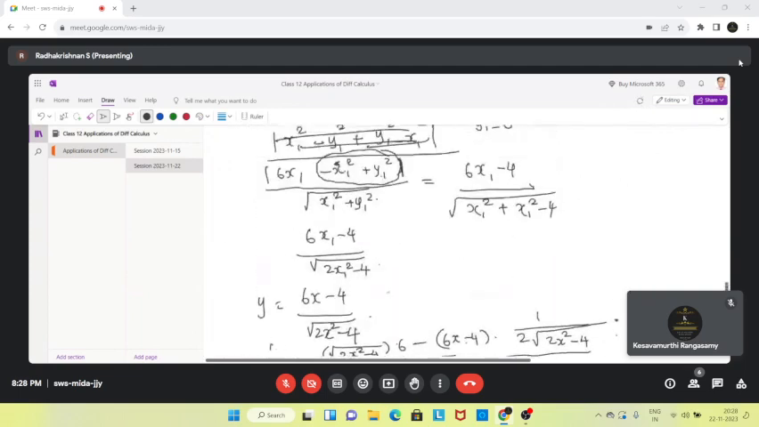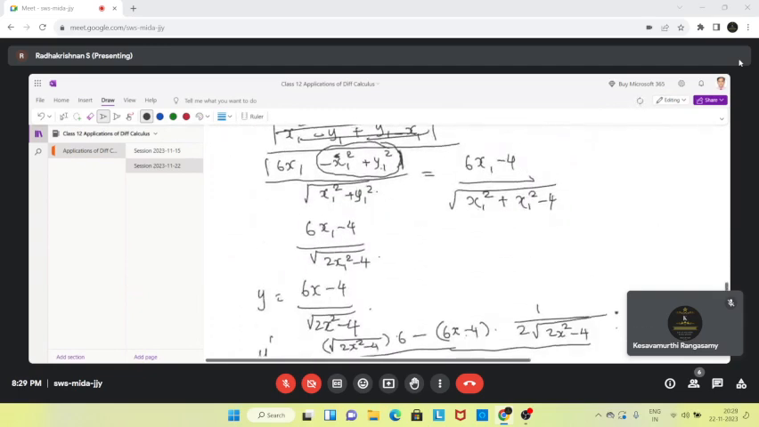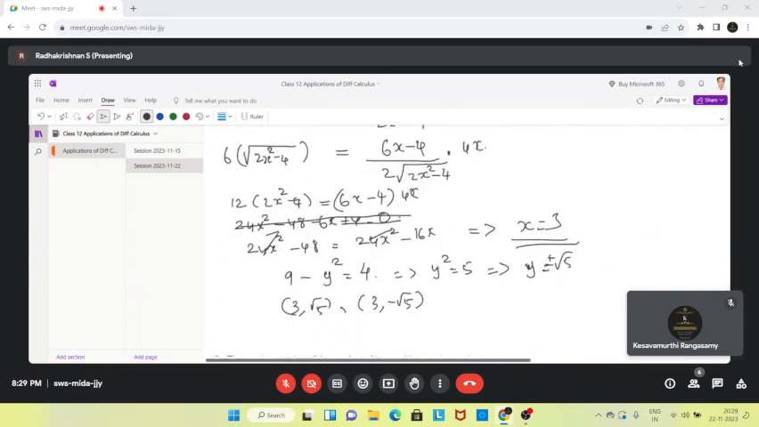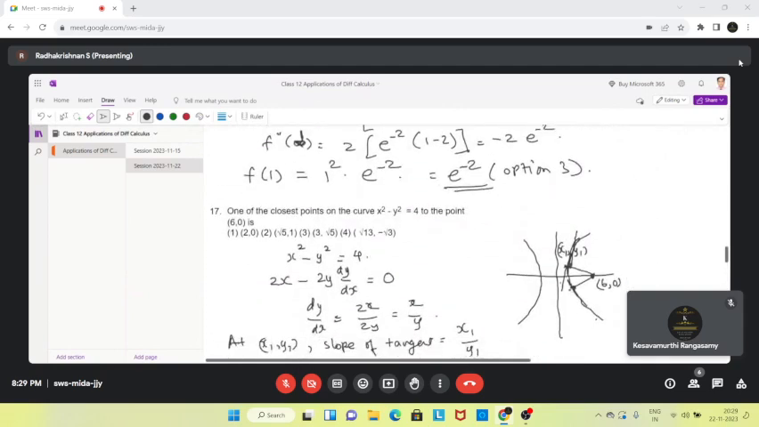So we saw in the graph there were 2 points, with 3 here and 1 here and 1 here. So those are the coordinates: 3 comma root 5 and 3 comma minus root 5. They are asking for one of the closest points, so you can choose 3 comma root 5.